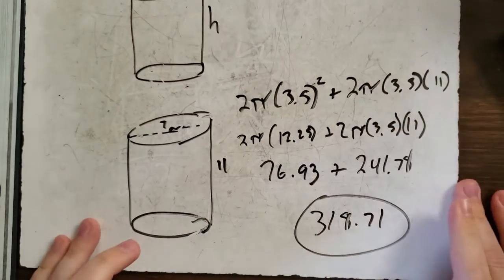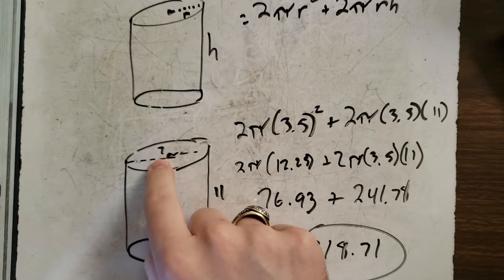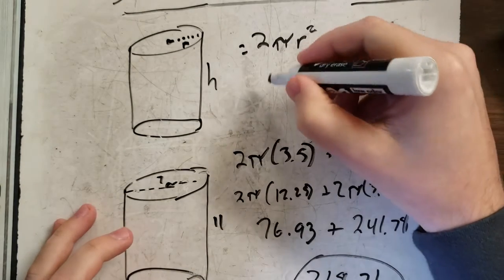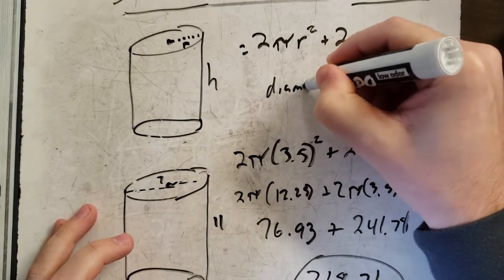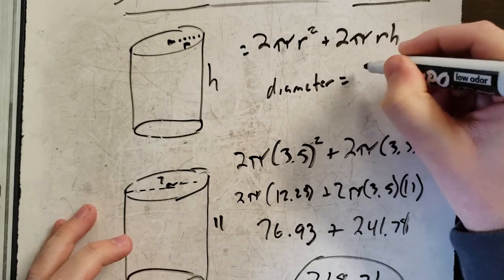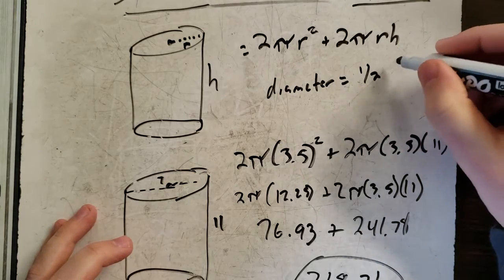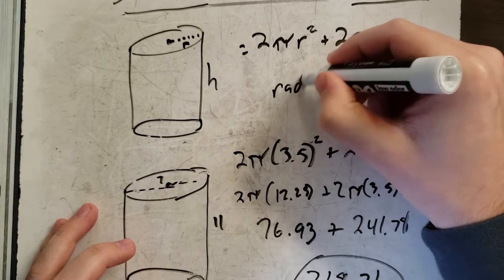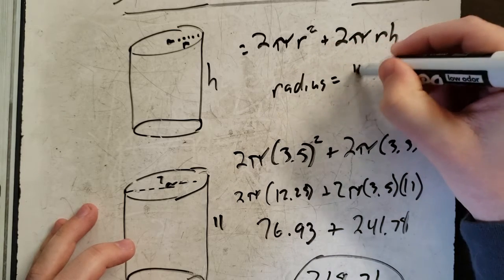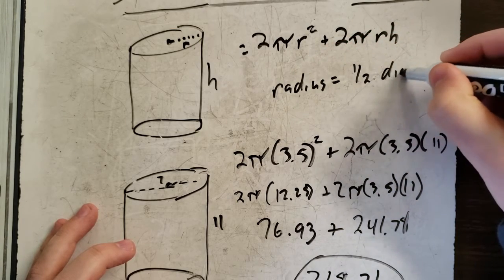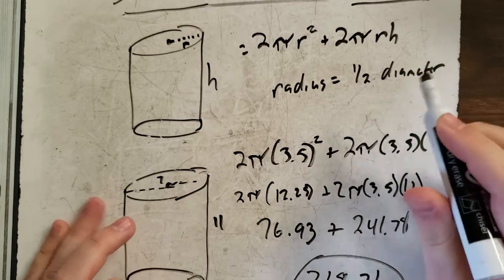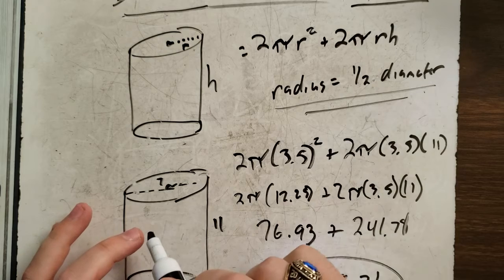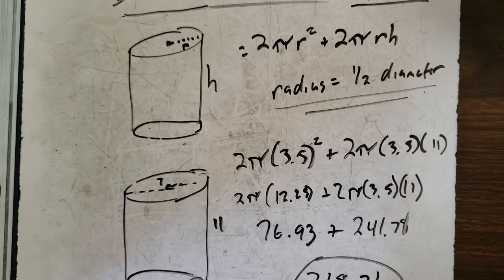Okay, so once again, cylinder, plug numbers in, okay? If you have diameter, you need to find the radius. Remember, I'll write this down for you guys. Your radius is half the diameter. Okay, remember that. Your radius is half the diameter. So if it gives you diameter, cut it in half first, okay?